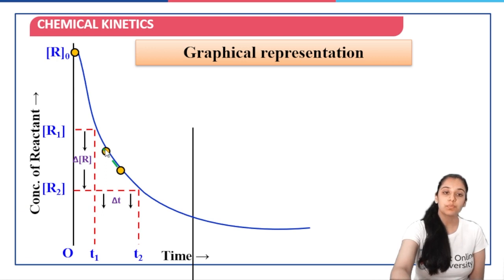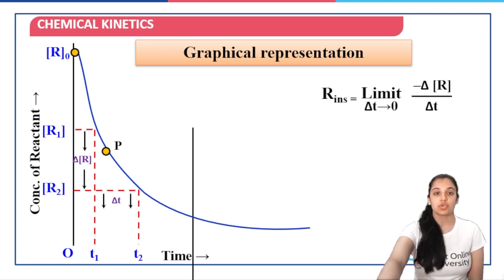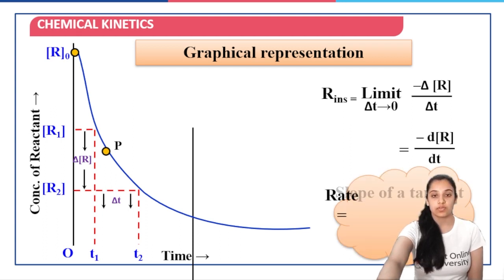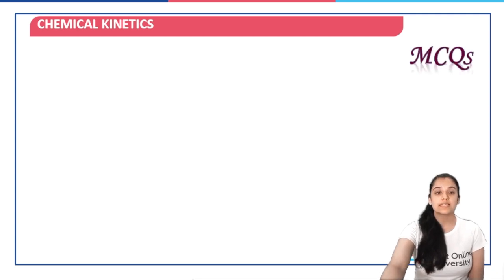And for this point, we have a corresponding value, say y2, and we have x2. For this point, we have y1 and we have x1. So y2 minus y1 upon x2 minus x1 will give me the slope. So our instantaneous rate would be limit delta t tends to 0 of minus delta R upon delta t, which is minus dR by dt. So rate will be the slope of the tangent. Let us see a few MCQs here.